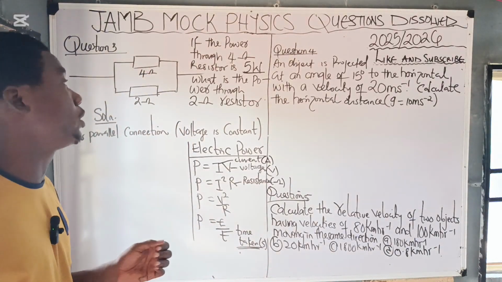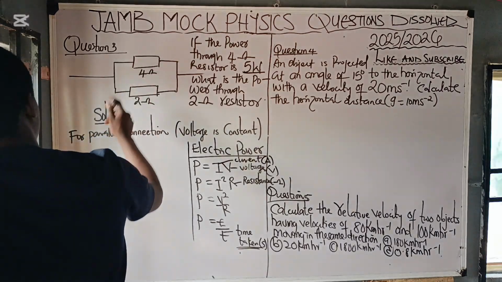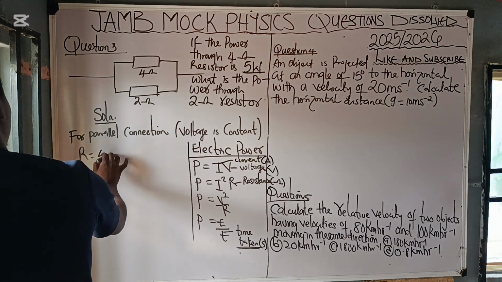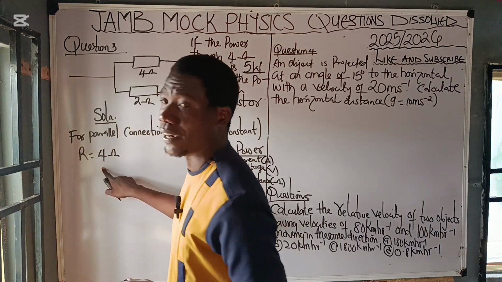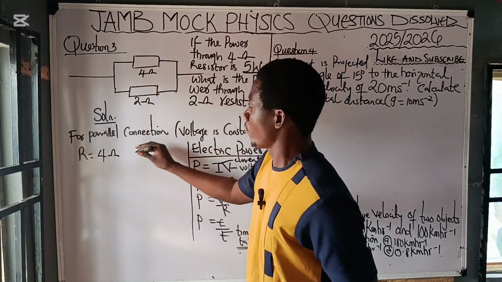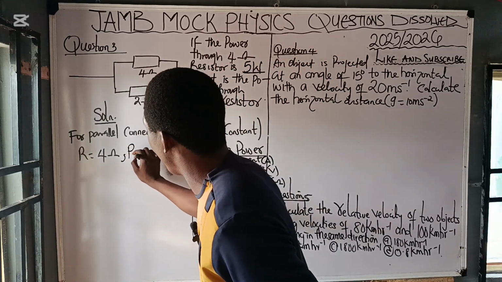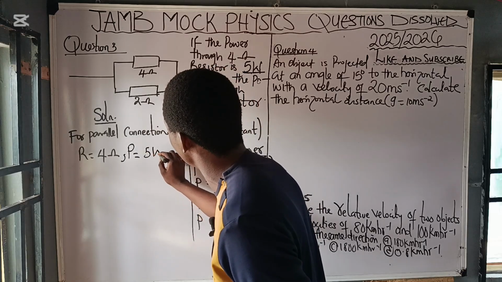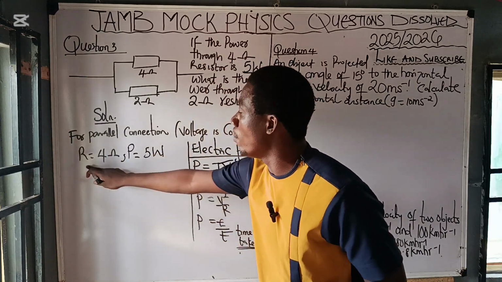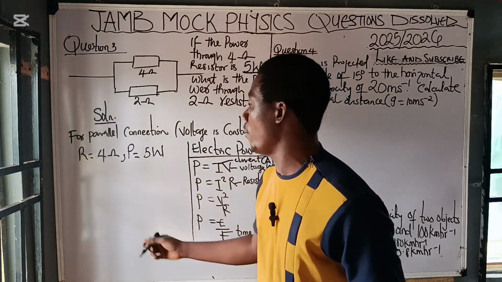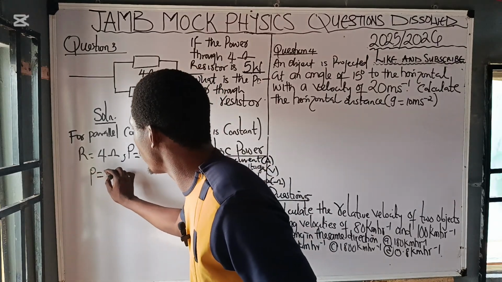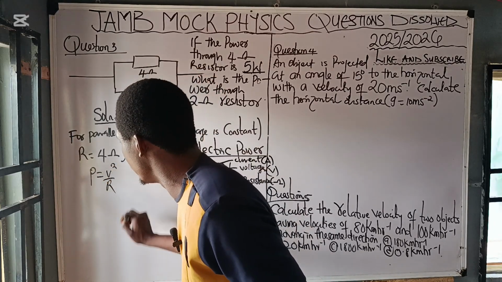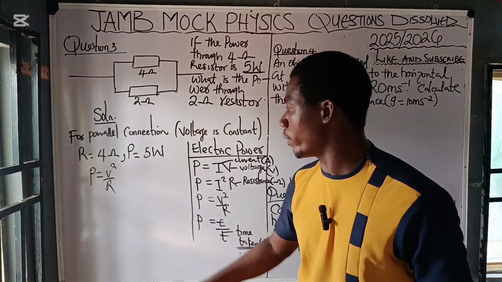Now let us take this question. Let's get the common voltage. They gave us the resistance here, R is equal to 4 ohms. This is the resistance of this. And then they gave us the power through the 4 ohm resistor. They say it's 5 watts. So power is equal to 5 watts. Let's get the common voltage first. Don't forget that power is equal to V squared over R. Do you understand?